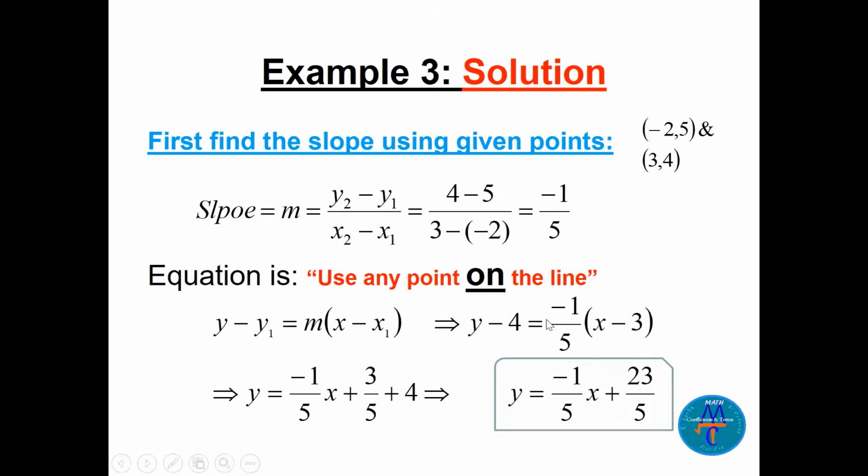Now here we multiply minus 1 over 5 with the x, and then minus 1 over 5 with the minus 3. It will be 3 over 5. Take 4 to the other side, it becomes plus 4. Here make the LCD 5 for this one. So that's 23 over 5. That's the equation now. It's not difficult, but important.